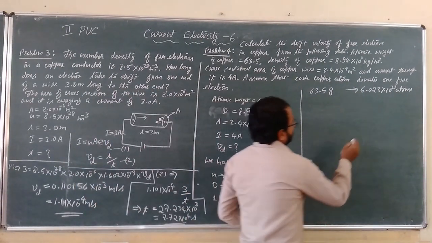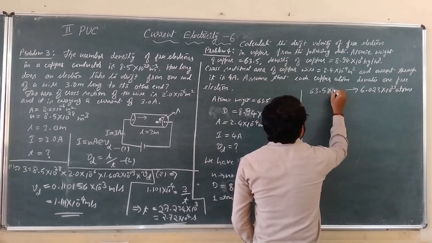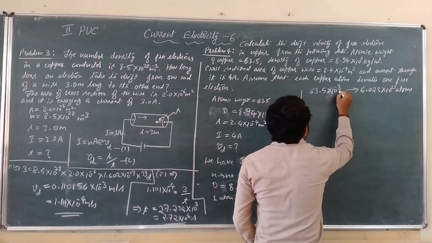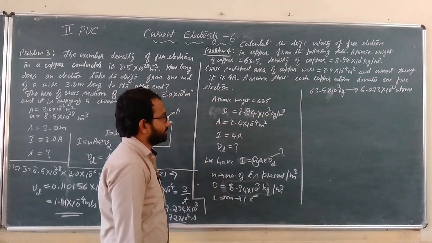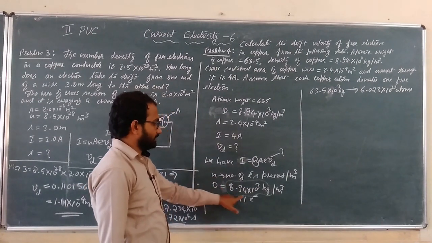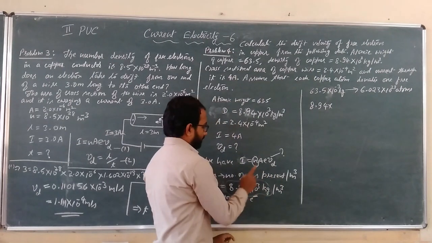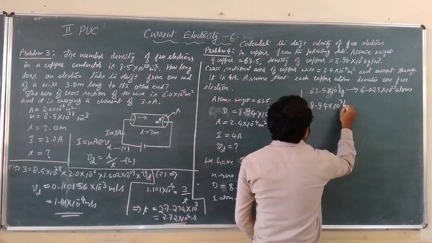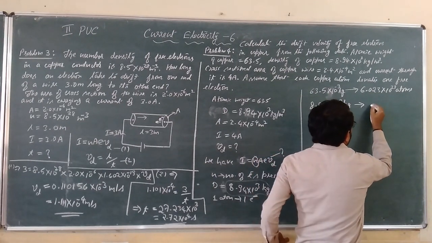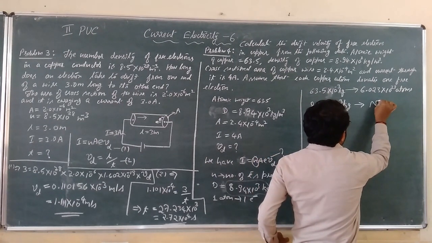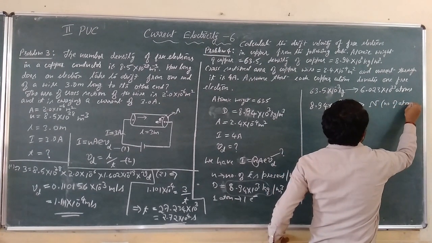Right. So 63.5 grams means 63.5 into 10 to the power of minus 3 kg. It contains Avogadro number of atoms, right? Now the mass 8.94 into 10 to the power of 3 kg consists of how many atoms? I'll write capital N for the number of atoms.